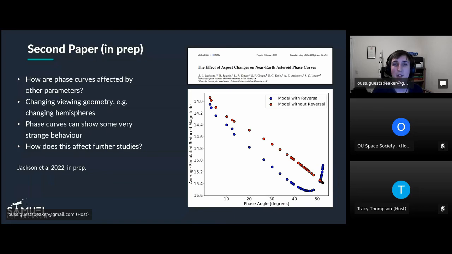So what we're looking at is how much this has led to misinterpretations of the properties of asteroids, particularly near-Earth asteroids, and how much this affects further studies, because other studies, like in the infrared, actually use properties from these phase curves as a first step in their analysis. So we need to understand how much that has impacted our previous work and how much it will impact our future work.